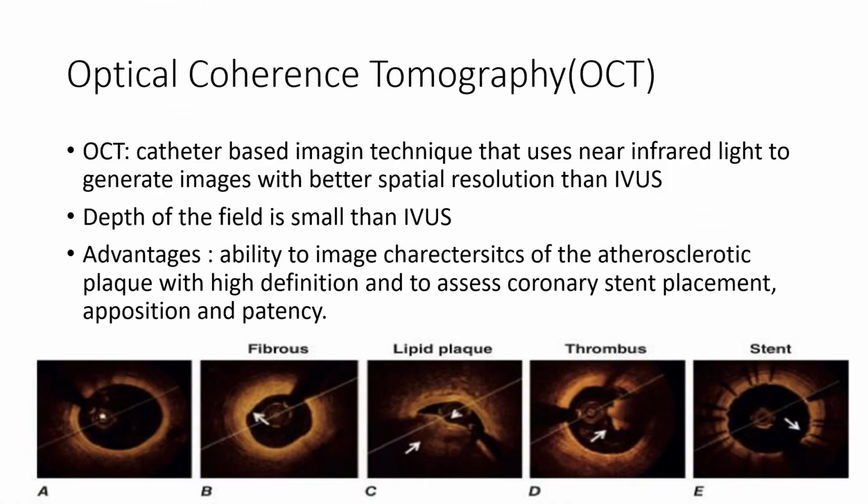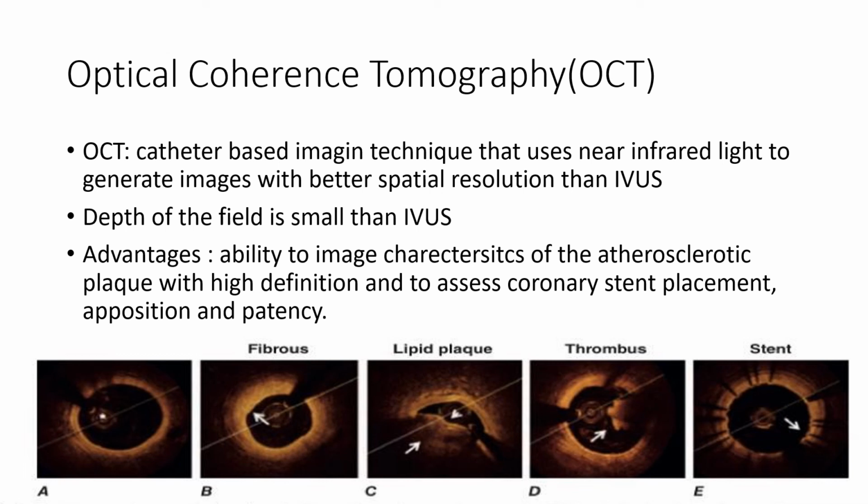OCT is a catheter-based imaging technique that uses near-infrared light to generate images with better spatial resolution than IVUS. The depth of the field is smaller than IVUS, but the advantages are the ability to generate images which are characteristic of atherosclerotic plaque with high definition and to assess coronary stent placement with apposition and patency.